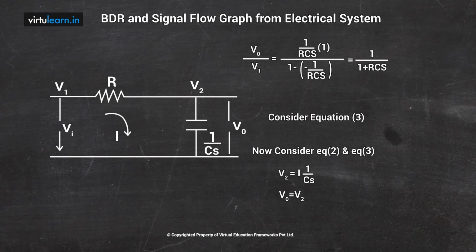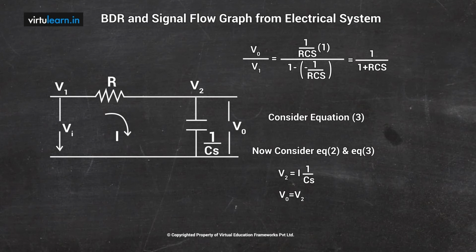Now the block diagram. We have three equations available: equation 1, equation 2, and equation 3. Let us take equation 3 and draw the block diagram. In equation 3 there are three things, Vi, V2 and I. So using the equation I can draw the block diagram as shown here.